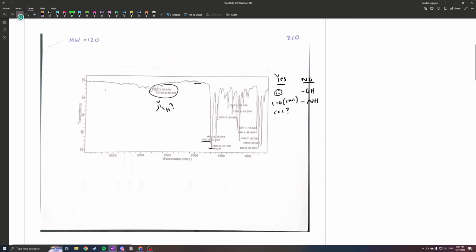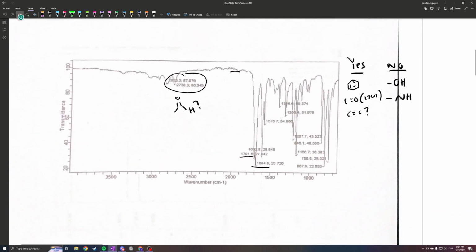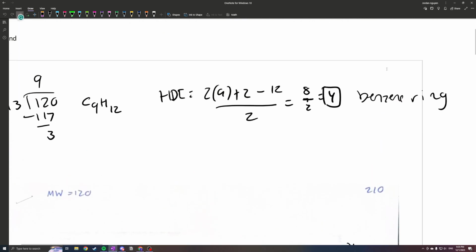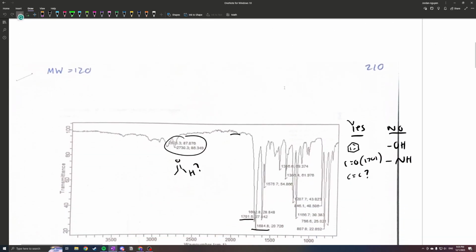Then I moved on to the IR, and from the IR there are 3 main peaks that stood out to me. The first one was the peak at 1701.5, and I know that a peak around 1700 usually indicates a carbonyl compound, so I kept note of that. And then there's also a peak around 1600 that was pretty strong, and I know that usually indicates the aromatic ring, which matches with the HDI.